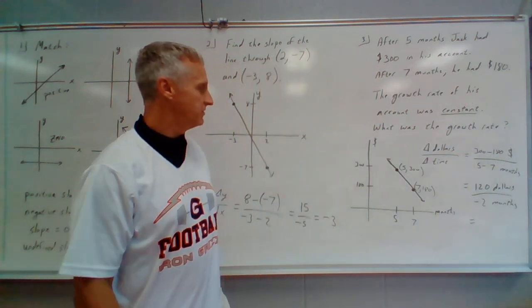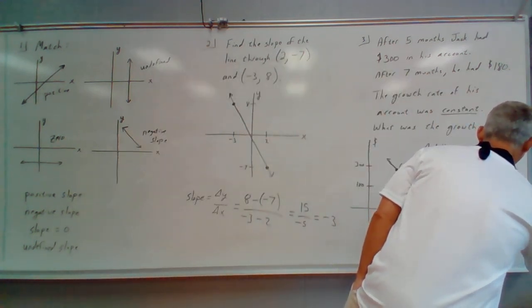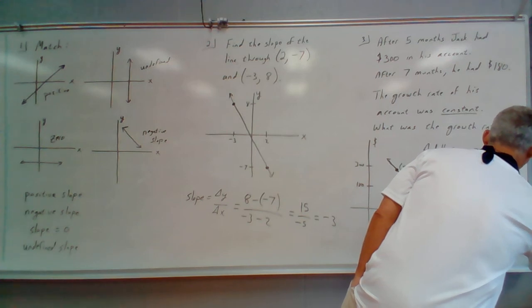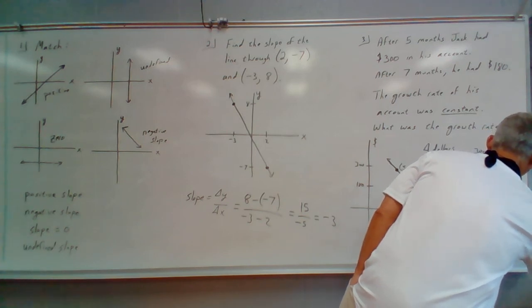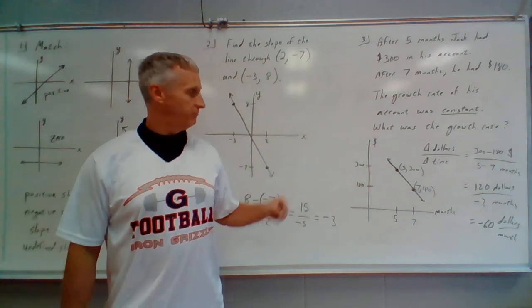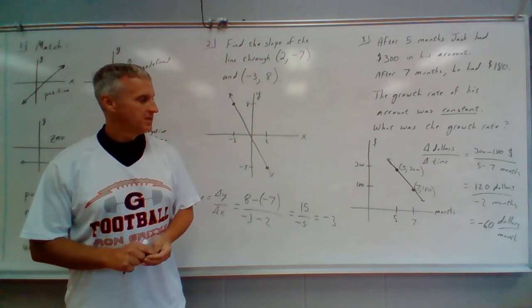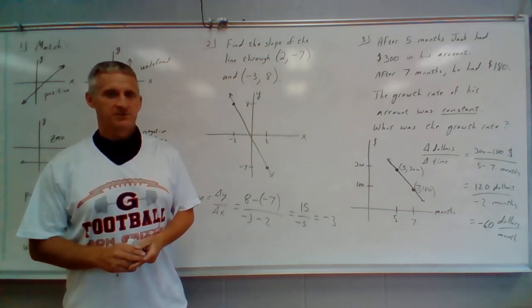So I get 120 divided by 2 is 60. So I get negative $60 per month. Okay, it's negative because he's losing money. The graph is going downhill, it's decreasing. So he's losing $60 every month.